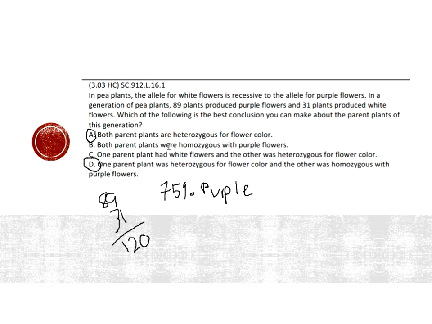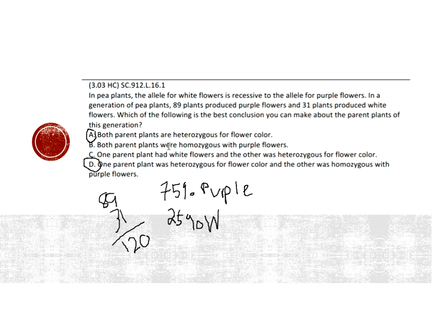And then the 31, if you do find the percentage of what 31 is of 120, that's approximately 25%. It's off by a little bit, but it's pretty close. So 25% were white. Okay, so we kind of know what our offspring percentages need to be.